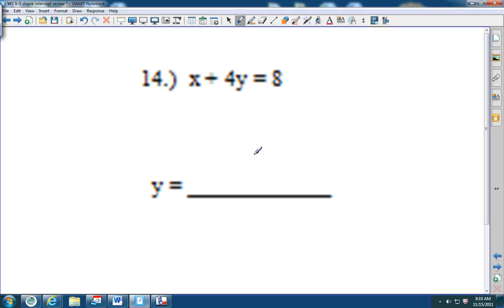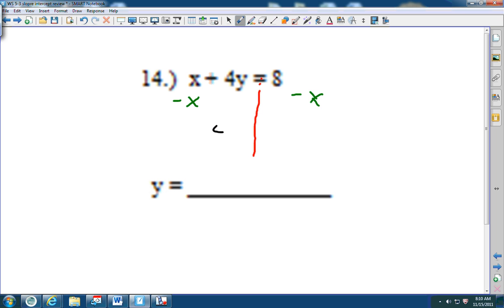The next one, on number 14, they want us to solve for y. You can pause the video and solve for y and come back and see how you did. Well, what's the first thing we need to do in order to solve for y? We need to move the x to the other side. It's a positive x, so you must do the opposite, and you must subtract x from each side.